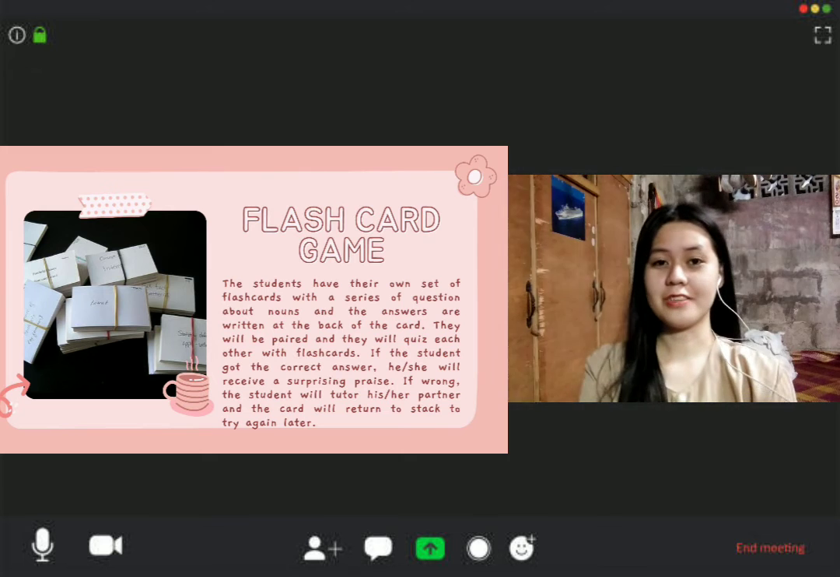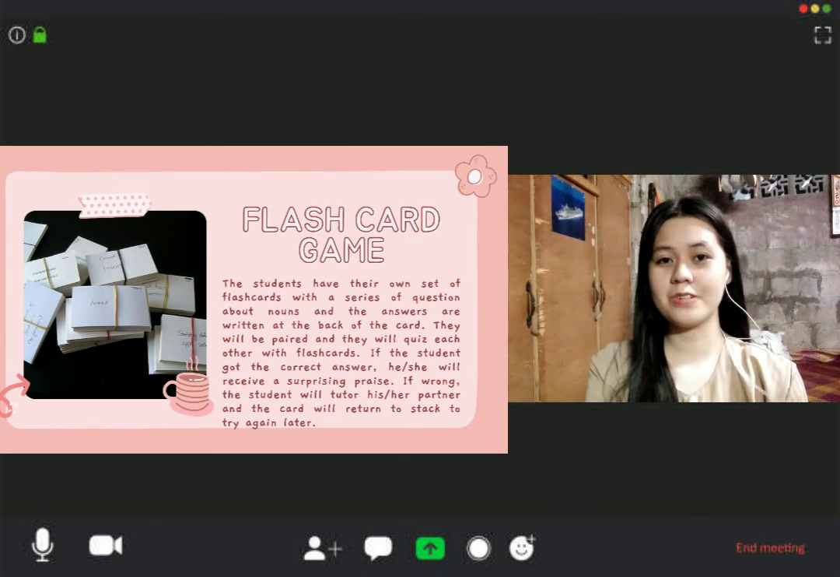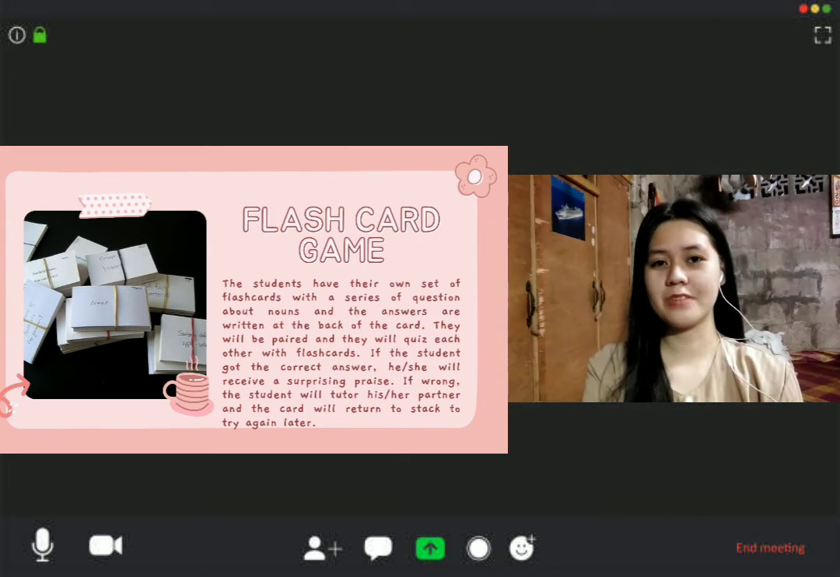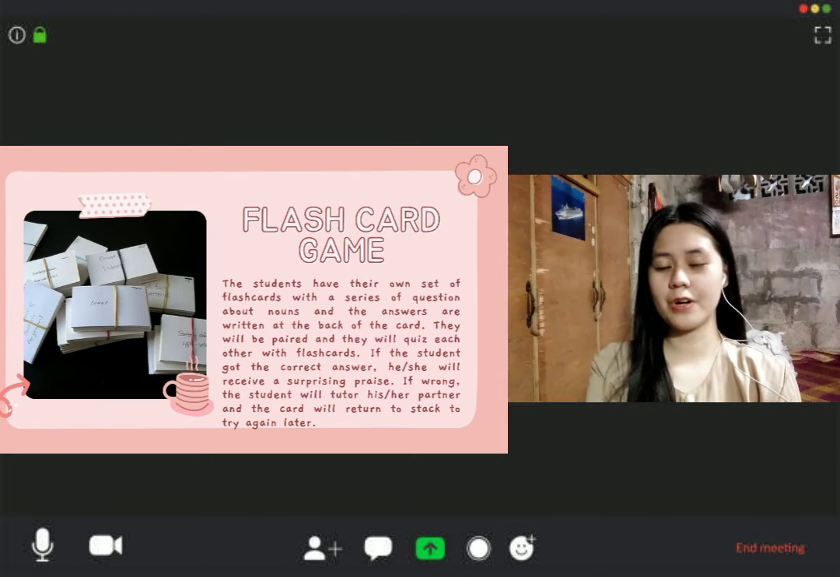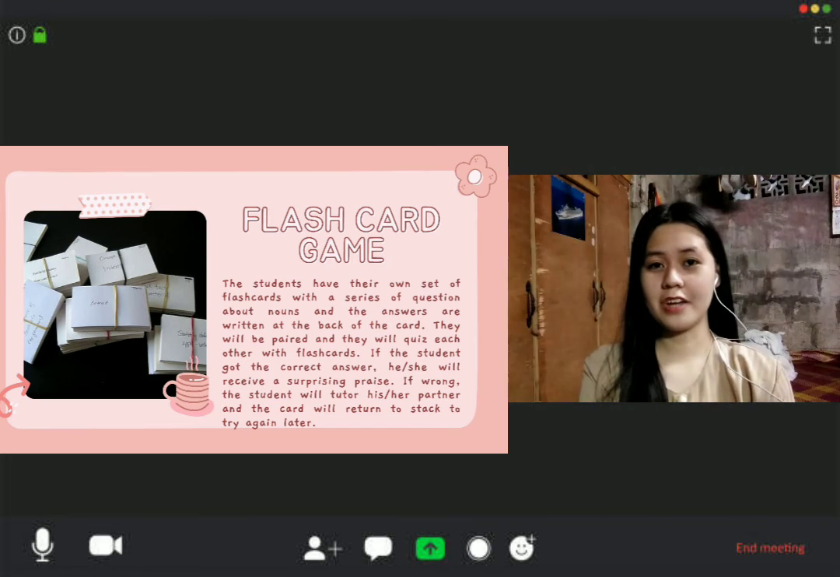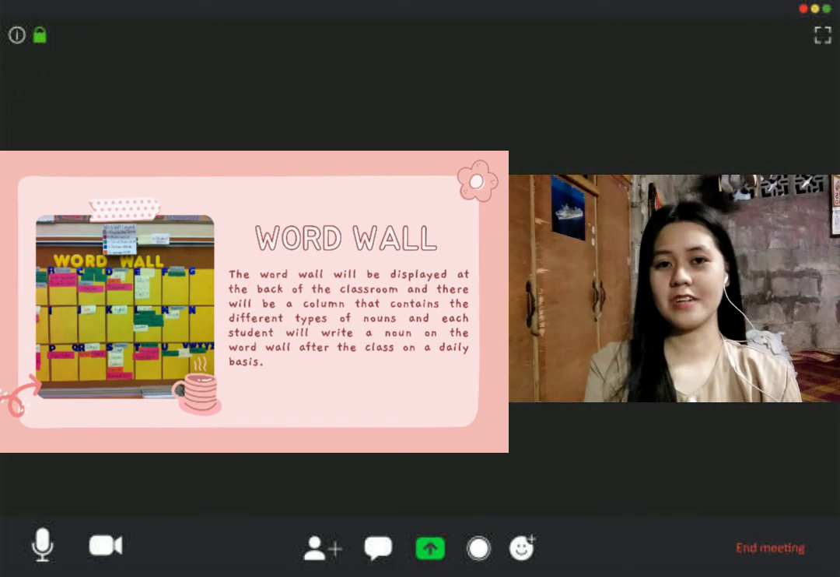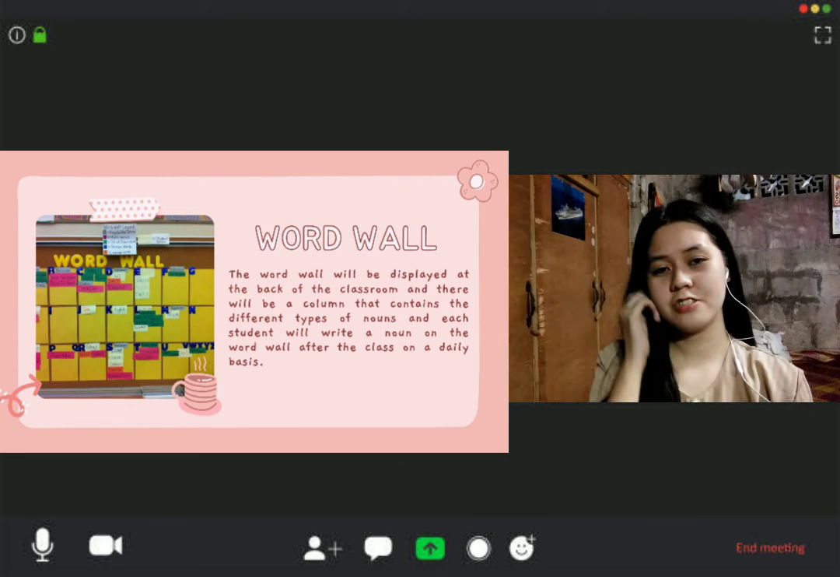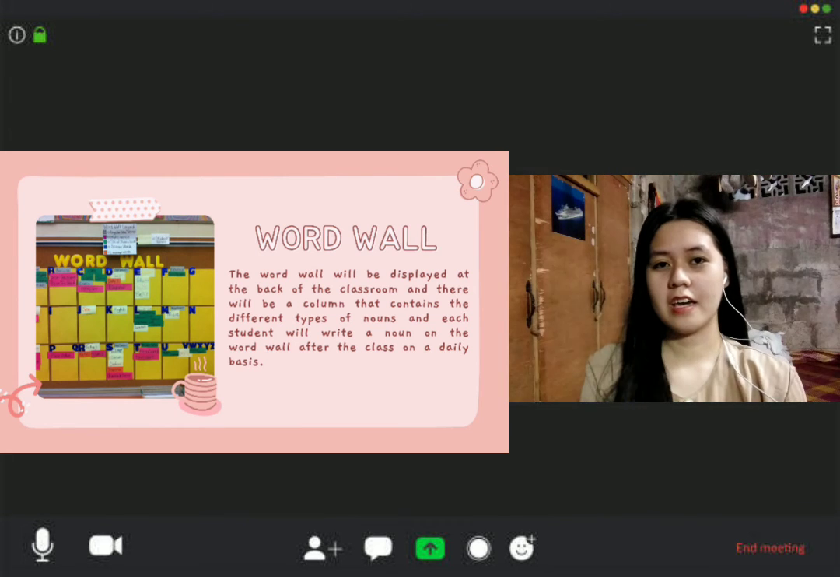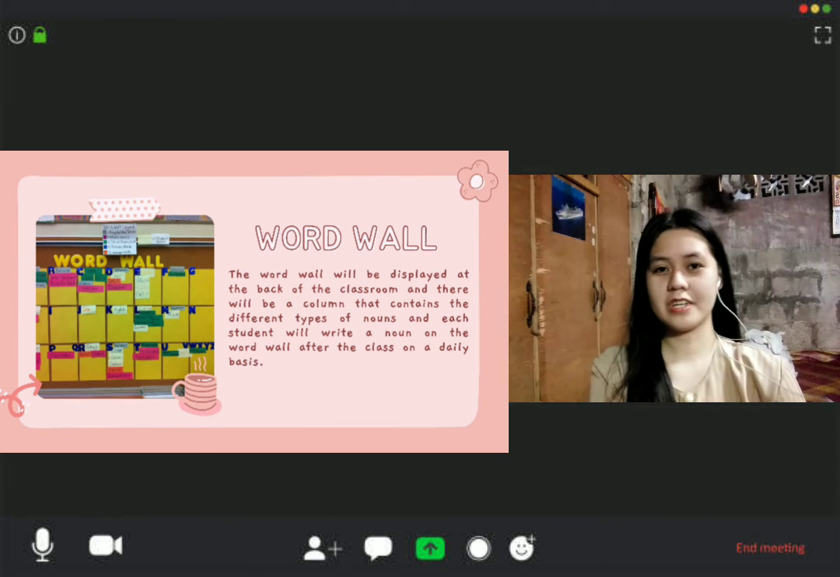If the student got the correct answer, he or she will receive a chip that is equivalent to a recitation point. If wrong, the student will tutor his or her partner and the card will return to the stack to try again later. Next, we are going to make a word wall. The word wall will be displayed at the back of the classroom and there will be a column that contains the different types of nouns, and each student will write a noun on the word wall after the class on a daily basis.